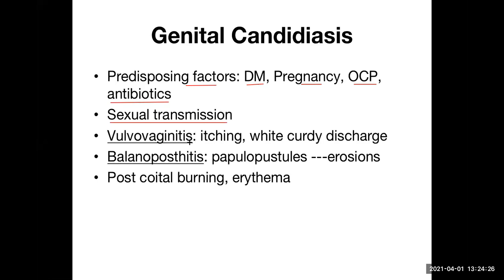Vulvovaginitis is the presentation in females that can cause itching and white curdy discharge, whereas balanoposthitis is the term we use for males. Balanitis and posthitis is the inflammation of the glans and prepuce. If we examine closely, there is formation of papulopustules with erosion. Another important feature may be pain and a burning sensation on the genitalia after sexual intercourse, and the genitalia look erythematous. These are the features of genital candidiasis.